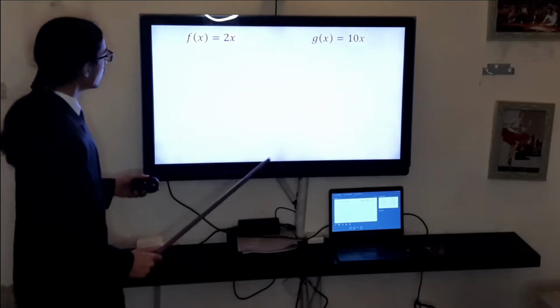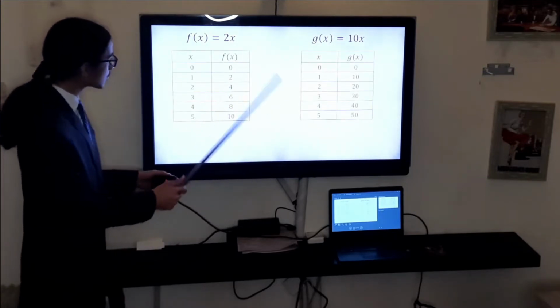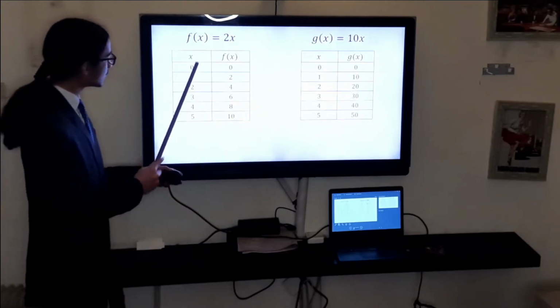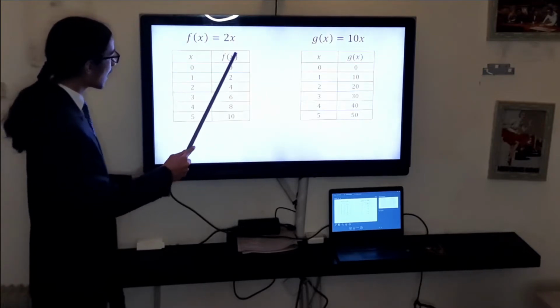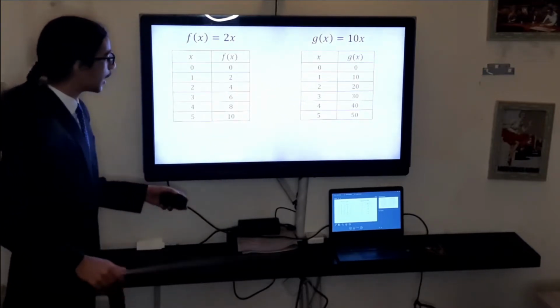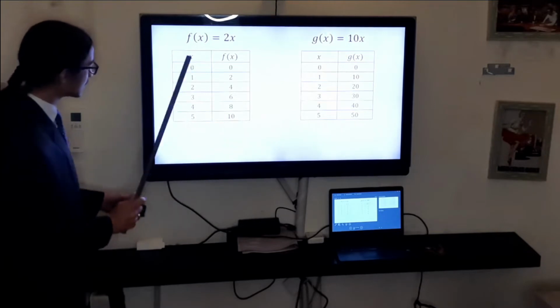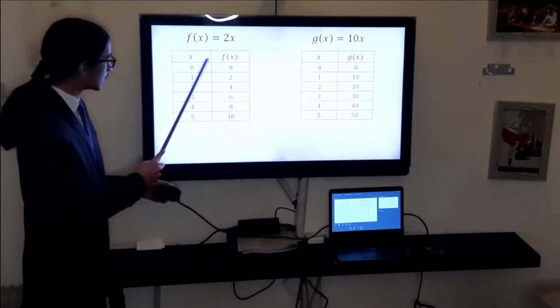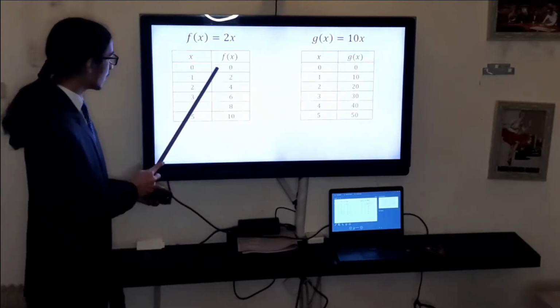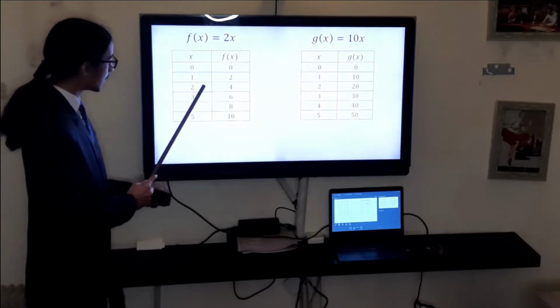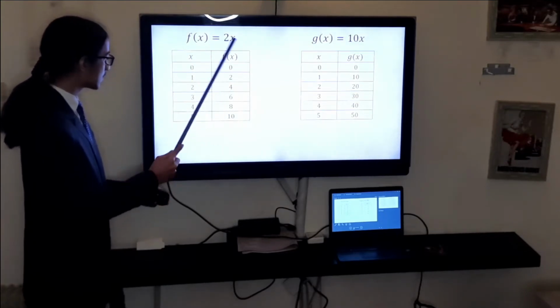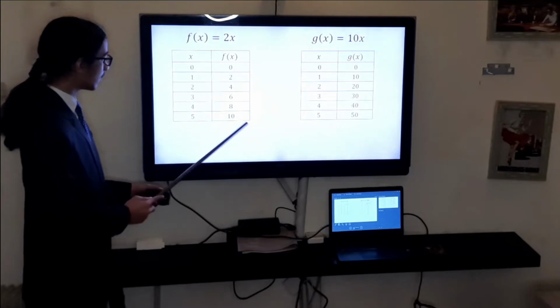Okay, now I'm just going to, for both of these functions, plot a short table of values of x and the values of the function, right? And what I want to do is observe how these values change. So at x equal to 0, f of x is just equal to 0. At x equal to 1, it's equal to 2. At 2, it's equal to 4. And then 6 at 3, 8 at 4, and 10 at 5.